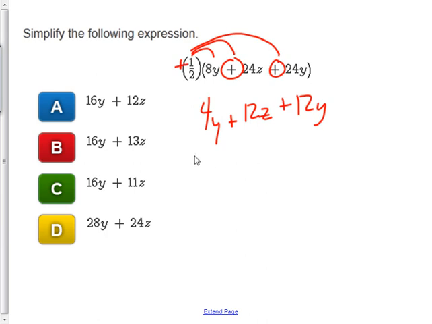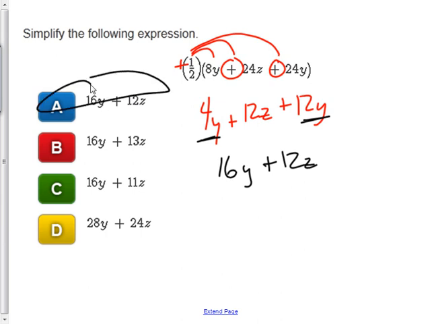Now, combining like terms, I have a y here and a y here, so it's like 4 y's and 12 y's, that's going to make 16y plus 12z. Okay, so we look through here, 16y plus 12z, that looks to be choice A, and that's it for today.